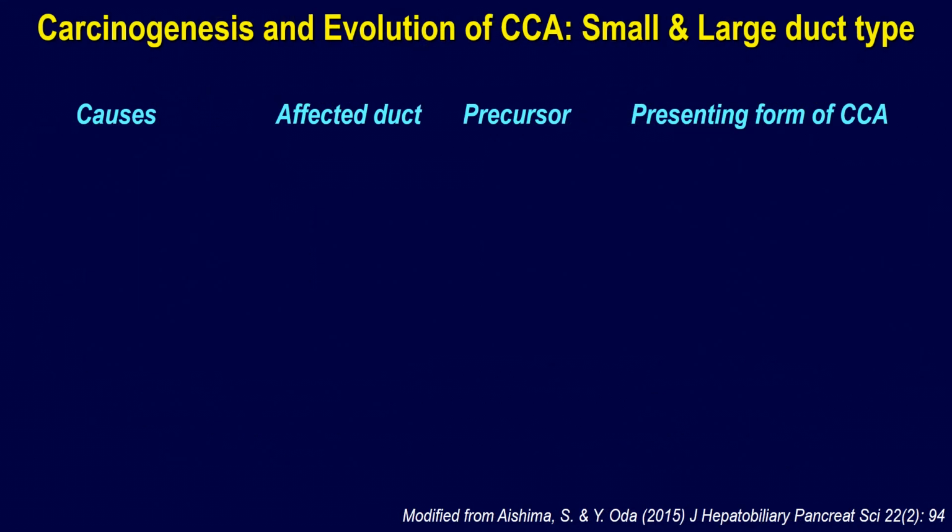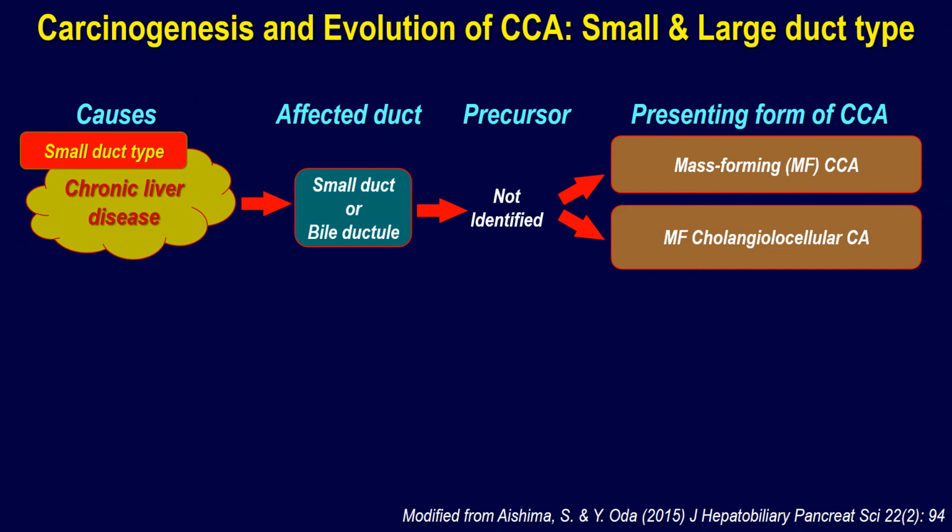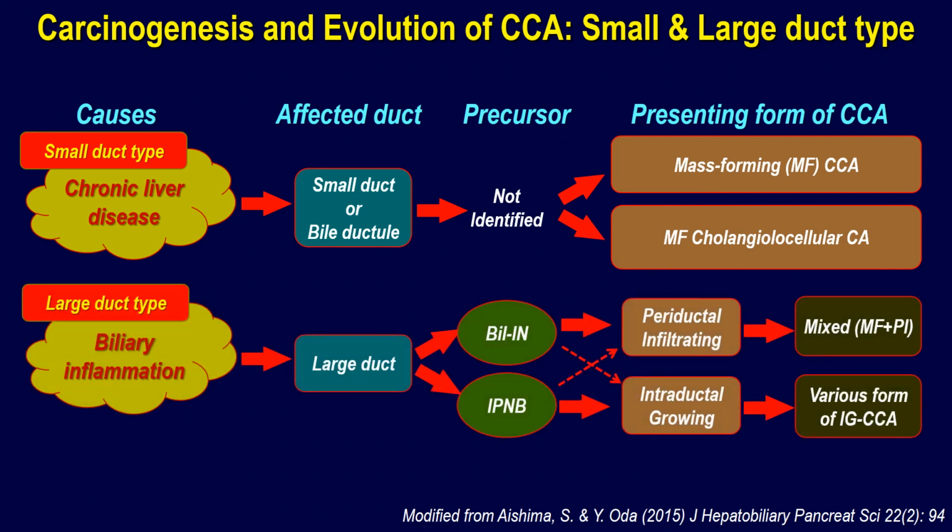The concept of small and large duct type in the classification is useful to understand the carcinogenesis and evolution of cholangiocarcinoma. The small duct type is associated with chronic liver disease and progresses to mass-forming cholangiocarcinoma or cholangiolocellular variant without a known precursor. In contrast, the large duct type is associated with chronic biliary inflammation, arises from BilIN or IPMN-B as its precursor lesion, and progresses to periductal infiltrating, intraductal growing, or mixed type cholangiocarcinoma.